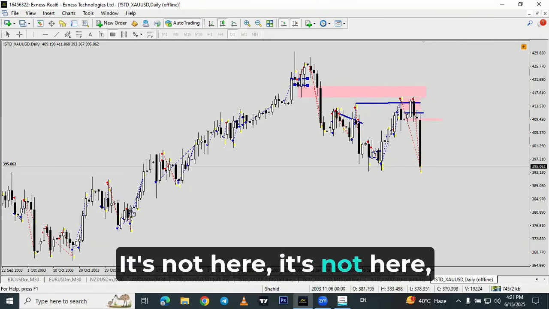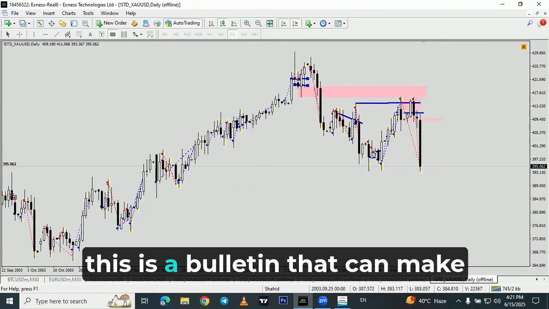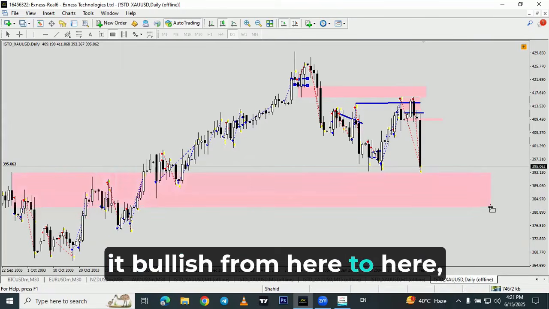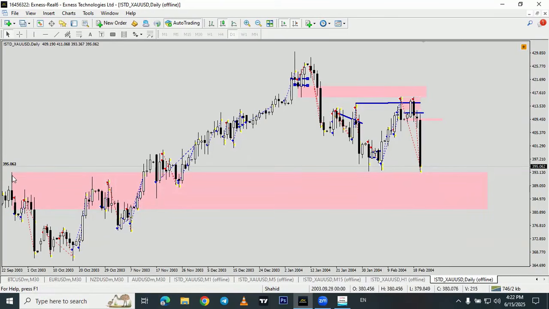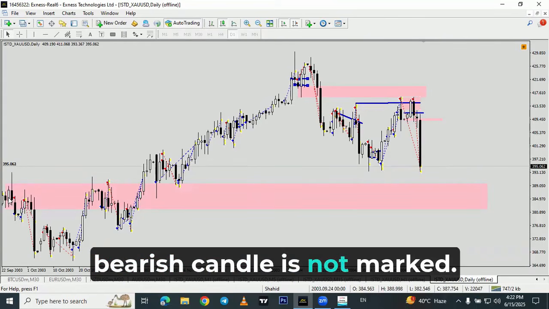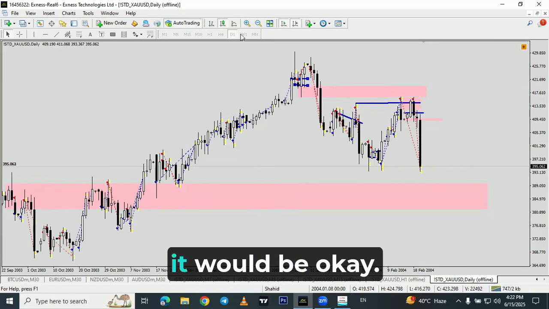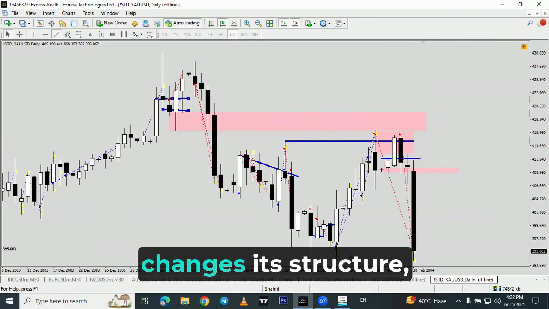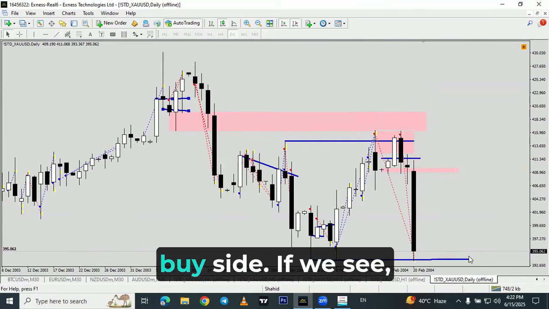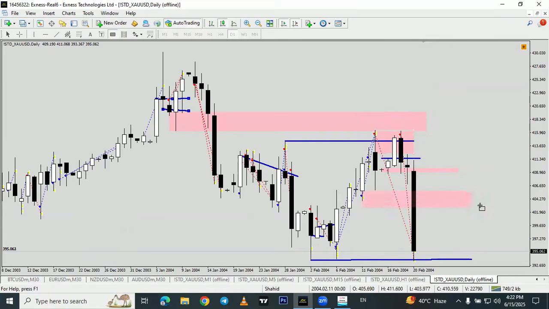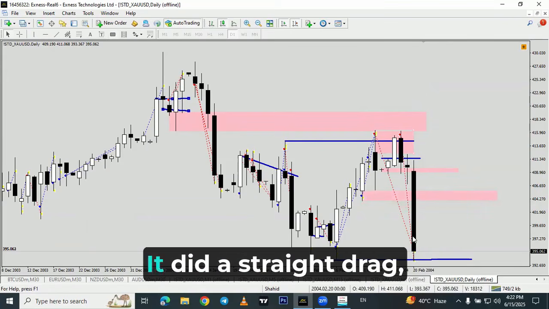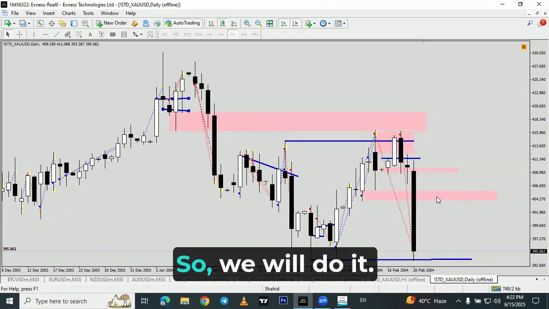It's not here, it's not here. If you see, this is a point that can make it bullish from here to here. Okay, look, it hasn't tapped here yet. So we do it up to here, this one. I have marked this bearish candle, not marked. If the bearish had engulfed it, it would be okay. If the market comes here and changes its structure, we will let it stay on the buy side. If we see which one was it, this one is about to be tapped, this one. We give it to the engulfing. It did a straight drag, so it will go to test it. So we will do it.